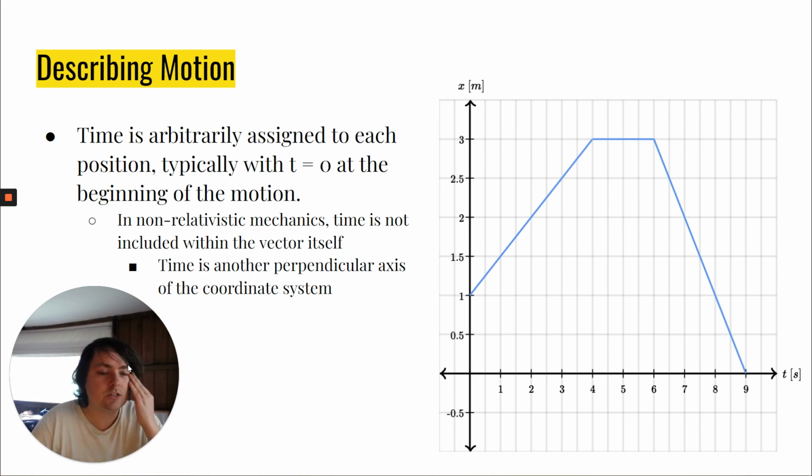So one way to deal with the time is by using another perpendicular axis to the coordinate system. So in one dimension, if my position vector is x in meters, I can track the position. So it starts at 1, goes up to 3 in 4 seconds. And so I can have a horizontal axis where this axis is time in units of seconds. So that's one way to put time into the system.